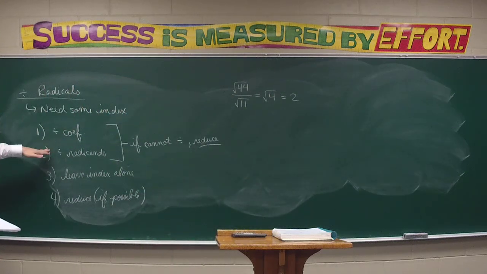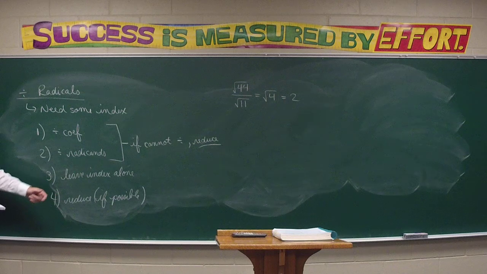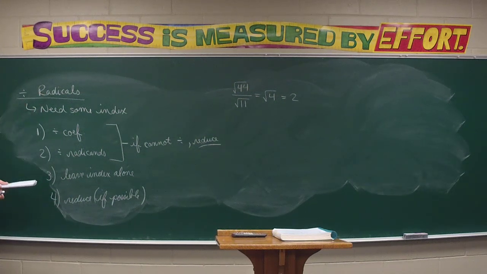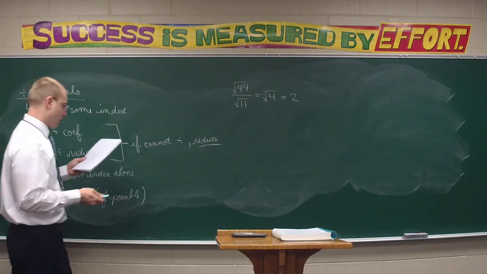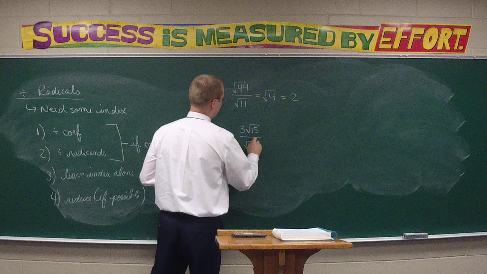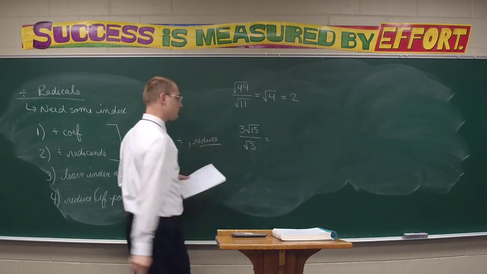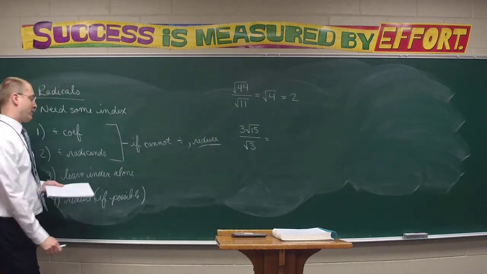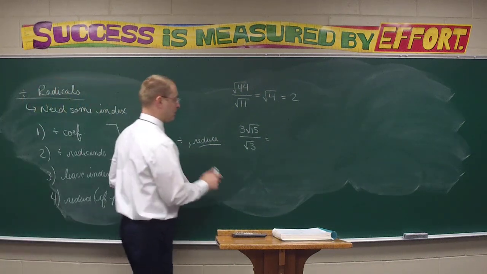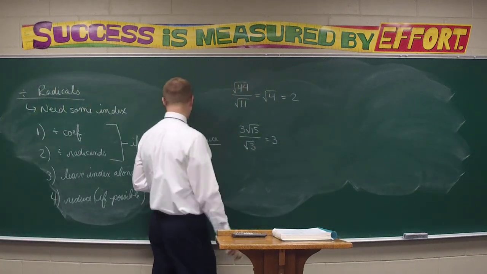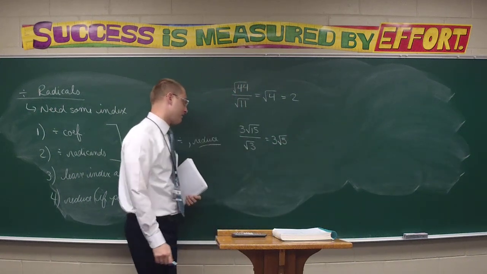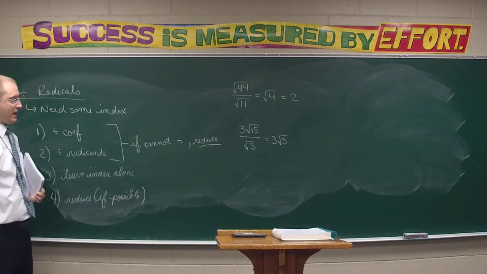Divide coefficients, divide radicands, leave the index alone, reduce if possible is that last step. Sorry, back corner having trouble seeing. Reduce if possible. All right, this example down: 3 times the square root of 15 divided by the square root of 3. Divide the coefficients. What do I get when I divide the coefficients, class? 3. What do I get when I divide the radicands? A 5. And we're going to leave the index alone, so it's going to be a square root of 5. And then I see if I can reduce, but I can't, so I'm done.